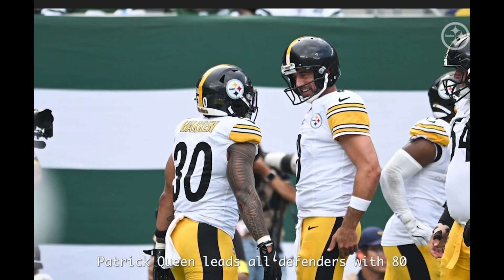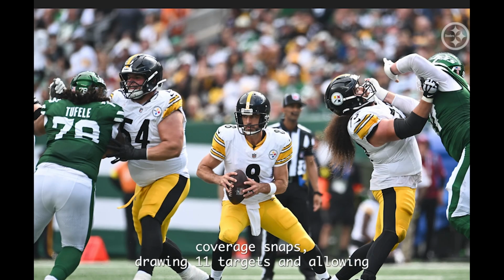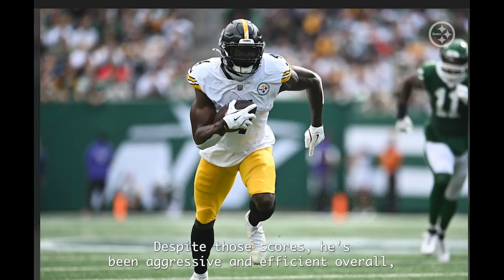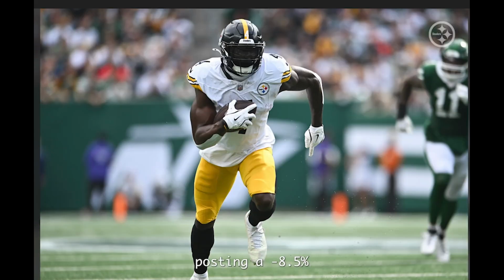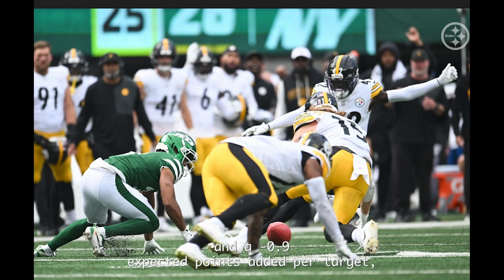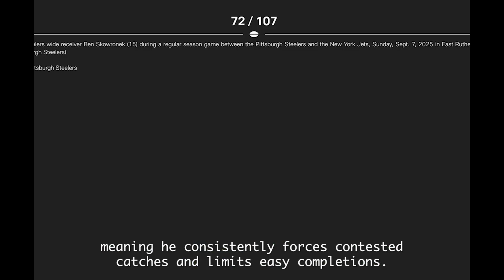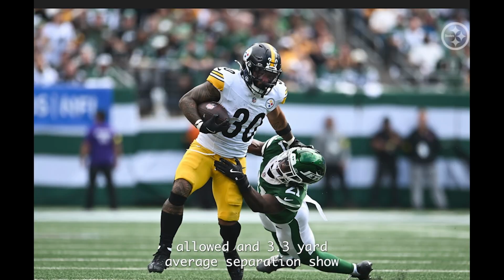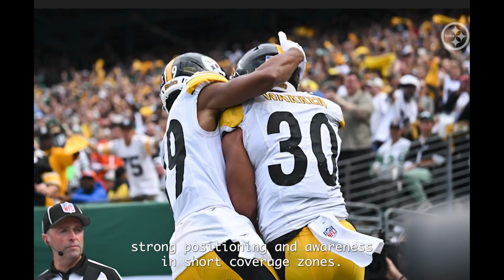Patrick Queen leads all defenders with 80 coverage snaps, drawing 11 targets and allowing 7 receptions for 70 yards and 2 touchdowns. Despite those scores, he's been aggressive and efficient overall, posting a negative 8.5% catch rate over expected, CROE, and a negative 0.9 expected points added per target, meaning he consistently forces contested catches and limits easy completions. His 63.6% catch rate allowed and 3.3-yard average separation show strong positioning and awareness in short coverage zones.